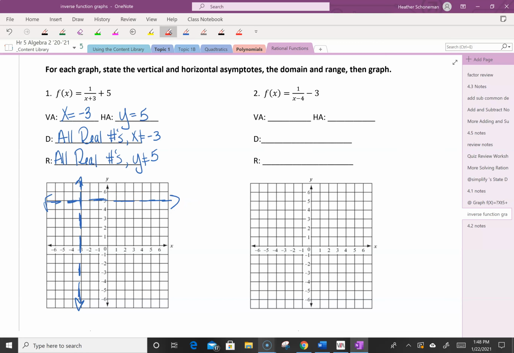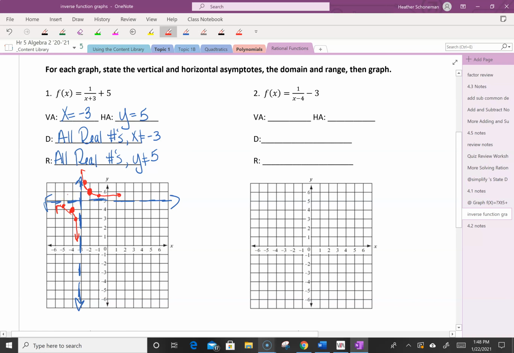So in this inverse function, the pattern is you're going to find where the two lines intersect, and your first point is going to be over 1 and up 1. The other points are going to be over 2 and up a half, or over a half up 2. And there's your first curve. The second one's going to be down here, over 2 down a half, over a half down 2.